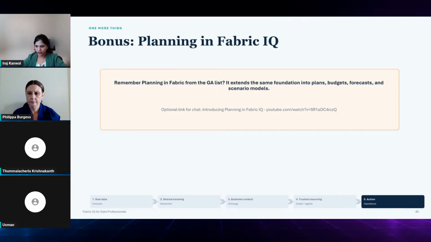It is the same principle applied: if your planning process uses a governed semantic model and shared business context, an agent and a business user can reason from a common foundation.